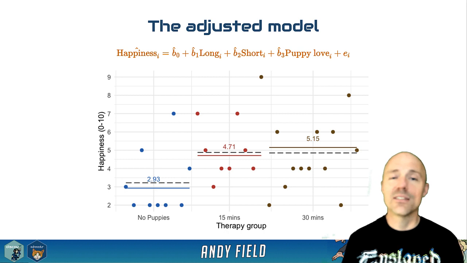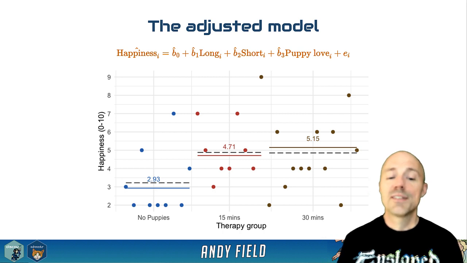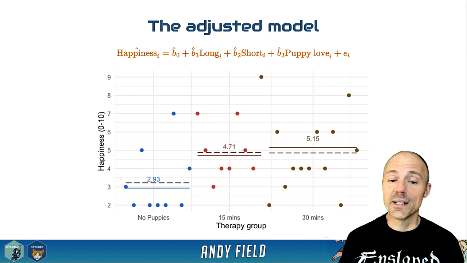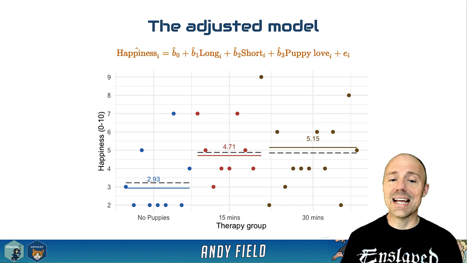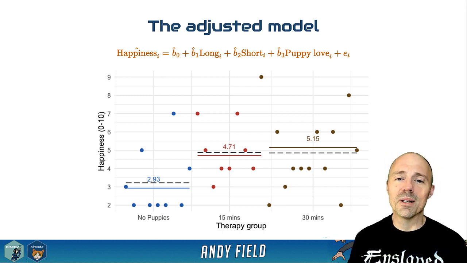So you can see the whole line is lower down than the dashed line for the no puppy group. And the same is true in the 15-minute group. The predicted value has dropped a little bit. So it's now 4.71. And again, you can see the red solid line is below the dashed line. The dashed line represents the predicted value before puppy love was in the model.